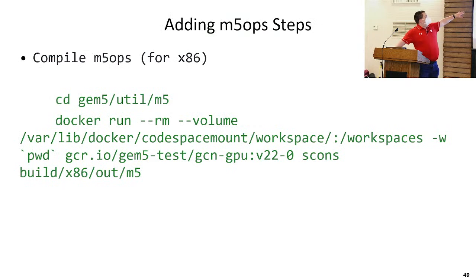So first things first, we're going to go to gem5/util/m5, and then we're going to build our M5 ops using scons, which should look very familiar to how you did it a couple days ago. The only difference here is now we're doing it inside the Docker environment. And remember, we're doing it inside the Docker environment because it installed all of those 75 different libraries for you, so you didn't need to worry about it.